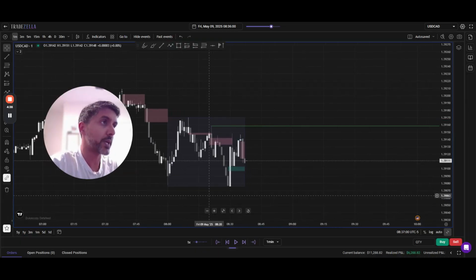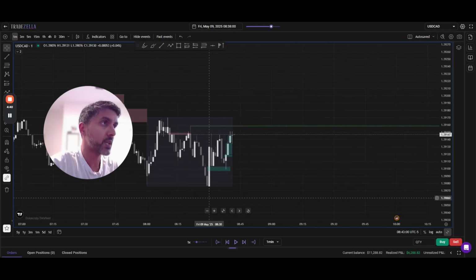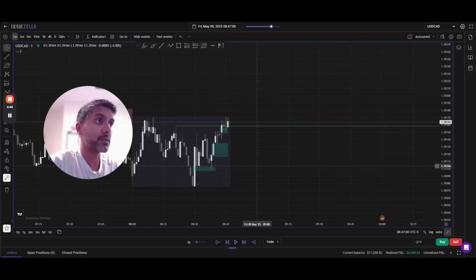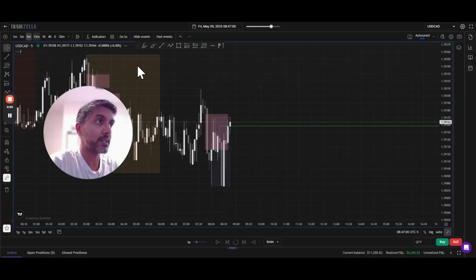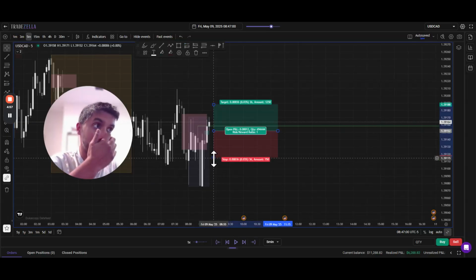We wait, and eventually price breaks above. And that is our entry signal to take a long. And so what we'll do is we'll drop to the 5-minute to see where we could get an entry. We see that there's a fair value gap right there. So we'll take that as our entry.